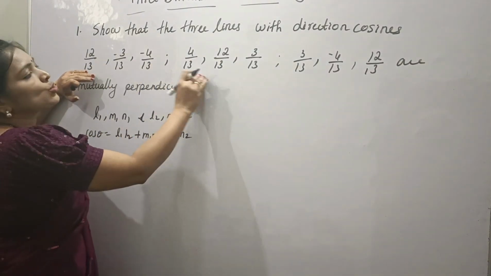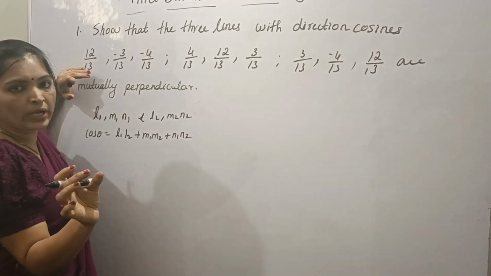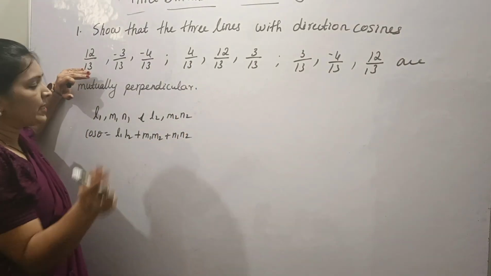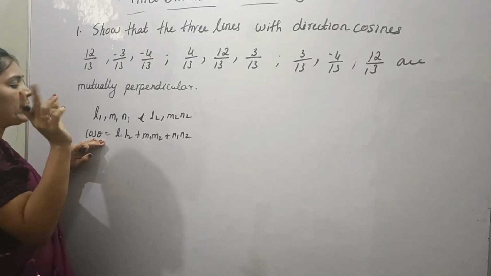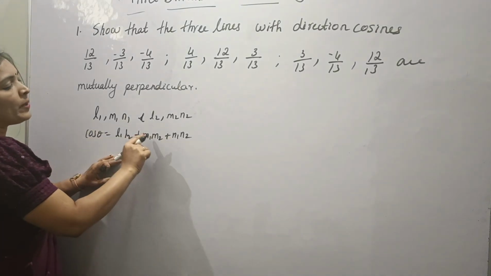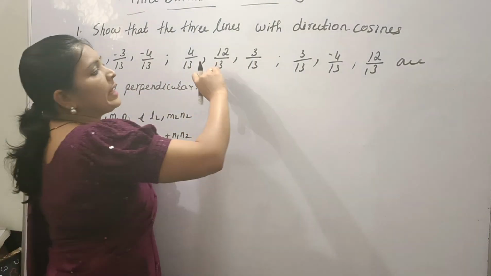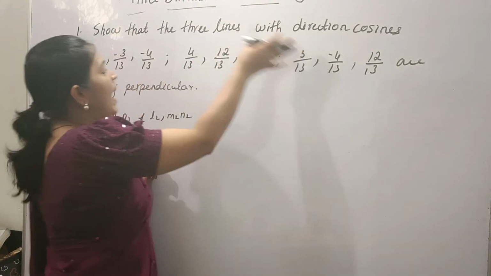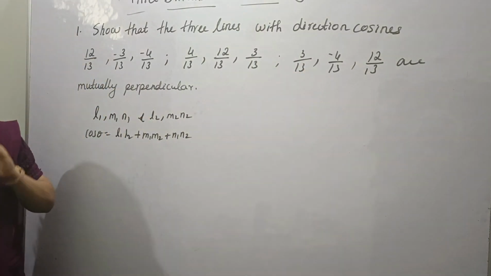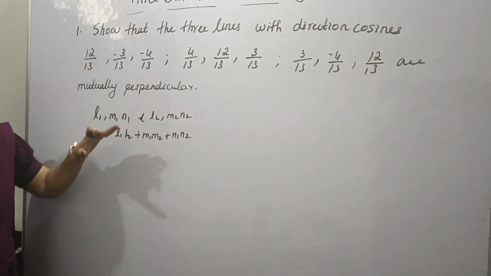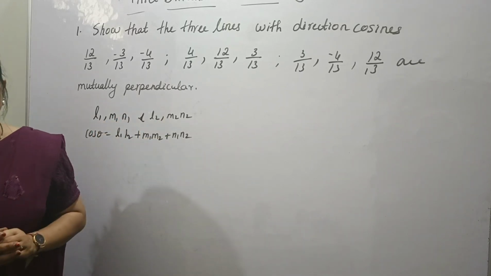First of all, let's take these two lines, and we have to prove they are perpendicular. That means theta is equal to 90 degrees, that is cos theta is equal to 0. Next we will take these two lines, and after that these two lines. So for every pair of lines we have to prove l1 l2 plus m1 m2 plus n1 n2 is equal to 0.